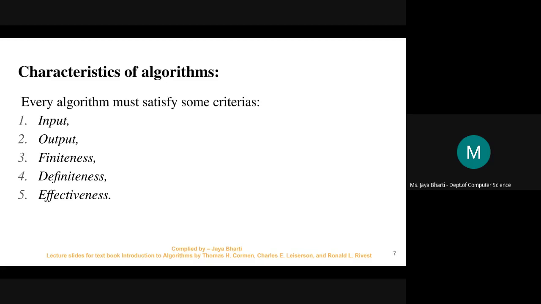ऐसा नहीं कि जो भी हमने सपोज 10 स्टेप्स यूज किए हैं तो उसमें से 5 स्टेप्स यूजफुल हैं एंड 5 यूजलेस हैं. So that should not be the case. Every step should have some definitive value. So the fourth characteristic is the definiteness. Then last is the effectiveness.